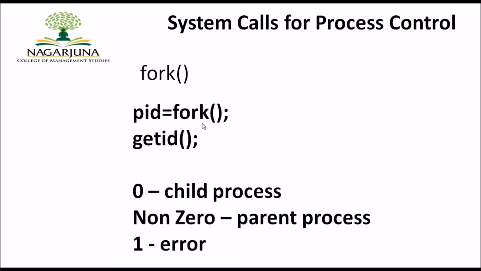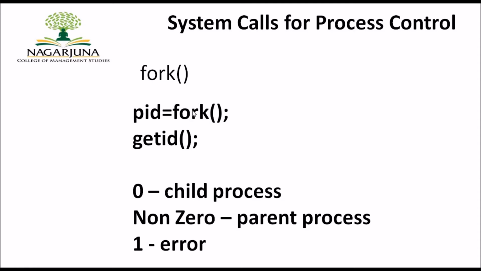Fork is a system call that creates a new process and returns the process ID of that newly created process, storing it in an integer variable called pid. And if I would like to know the process ID of a process, I make use of getpid. Once we execute the fork system call, fork returns the process ID of the child process to the parent, and it also returns 0 to the child process.